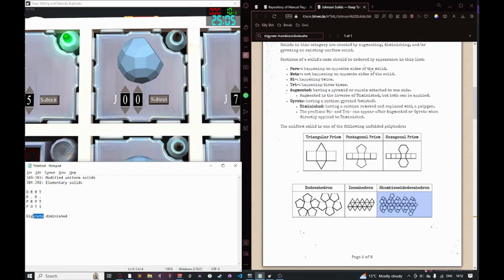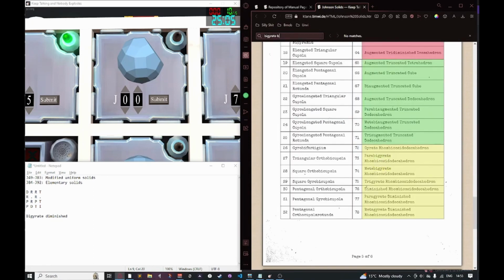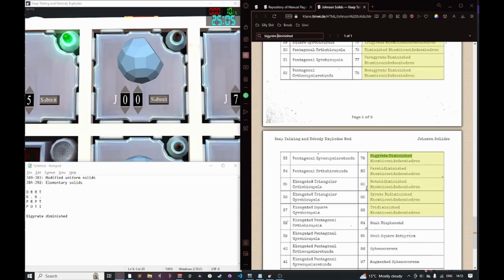Importantly, we do not need to say whether this is para or meta, because there are in fact 3 things happening. There's 1 section being diminished, and 2 sections being gyrated. So there's no need to add para and meta. So this is just a bi-gyrate diminished rhombicosidodecahedron. Oops, that's meant to be just diminished. Bi-gyrate diminished rhombicosidodecahedron is 79.